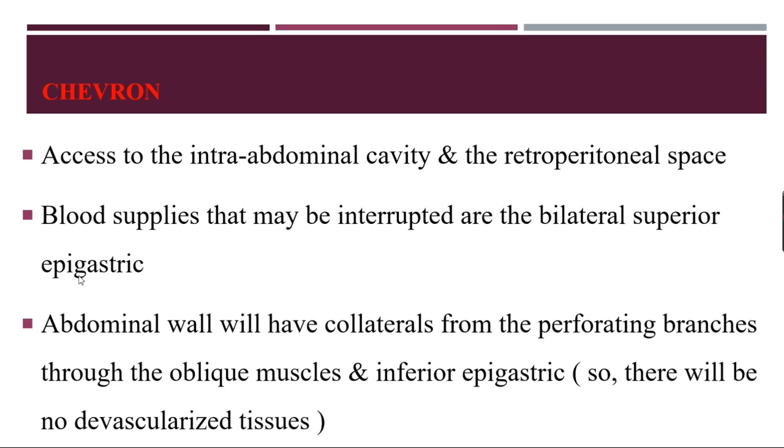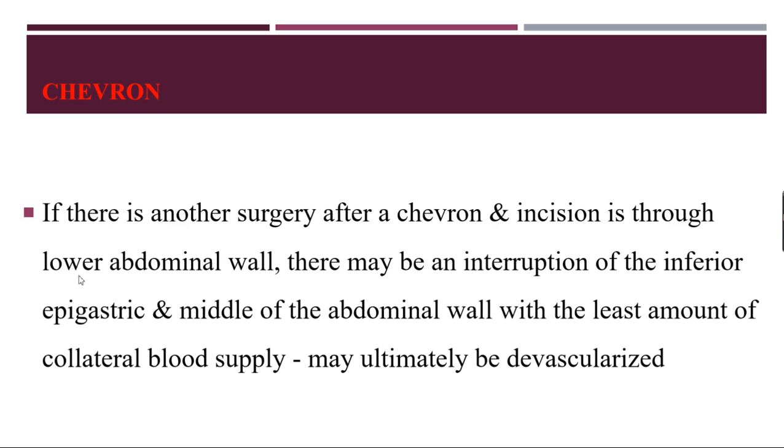Why? Because this abdominal wall will develop collaterals. From where? From perforating branches through the oblique muscles, the external and internal oblique muscles, and the inferior epigastric, right? But this is a very important point.